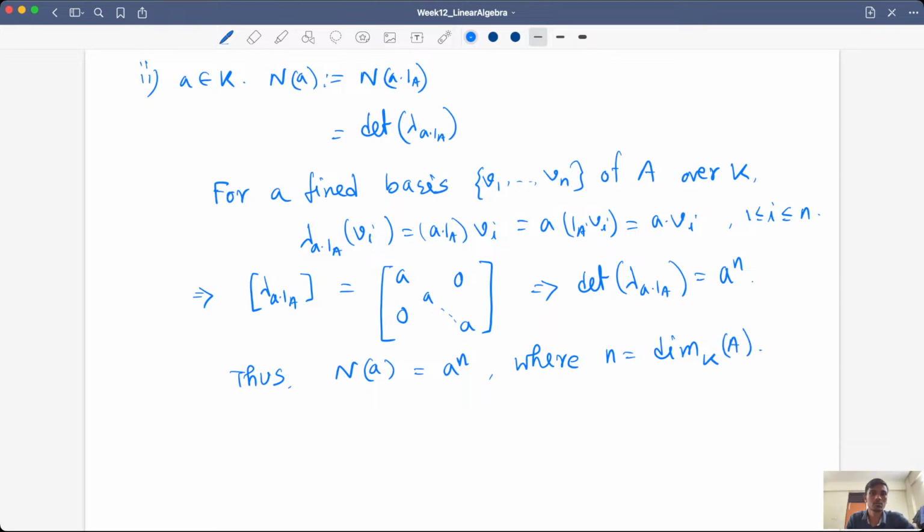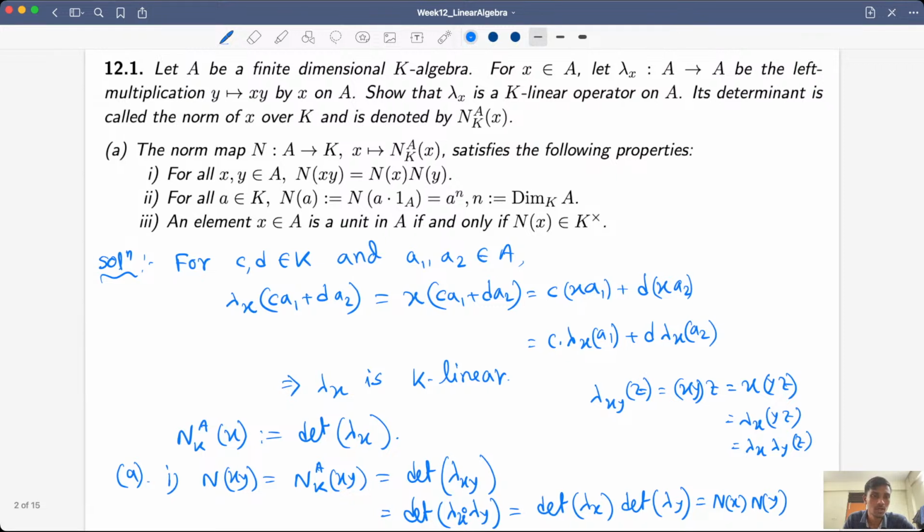Right, so this proves the second one also. For the third one, suppose x is an element in A. Then we need to prove that it is a unit, that means it has an inverse in A, if and only if the corresponding norm is non-zero. So k cross consists of all k minus 0, so this is k minus the 0 vector.